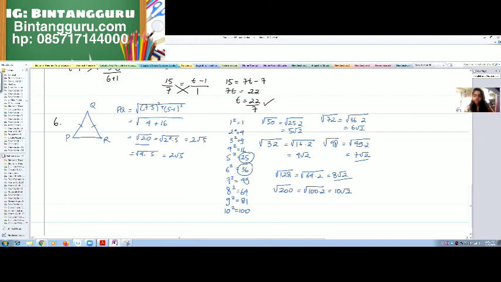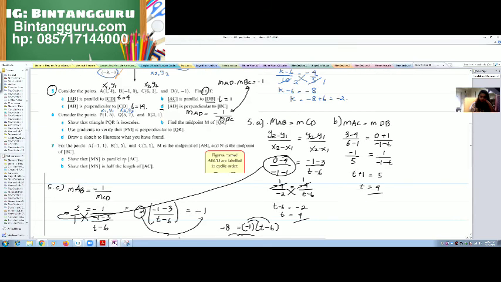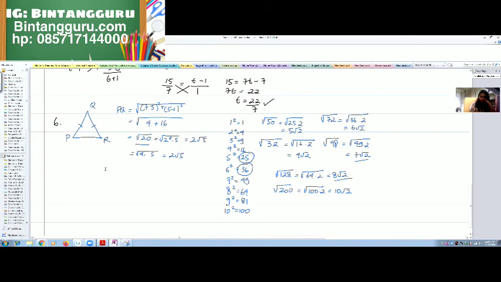But if you couldn't find it using this way, it's okay, but you have to find it using the factor tree. So you have to list all the factors. Okay, and then this is PQ. We already found the PQ. Now we have to find the QR.